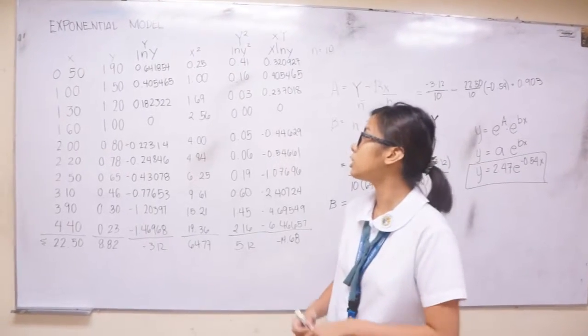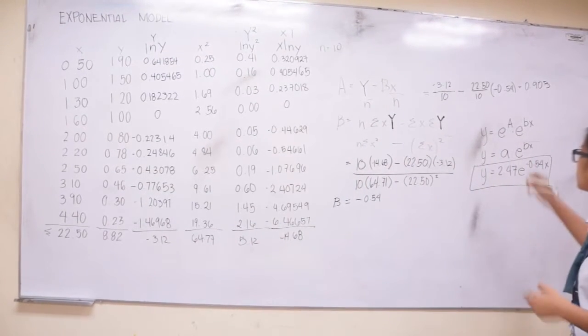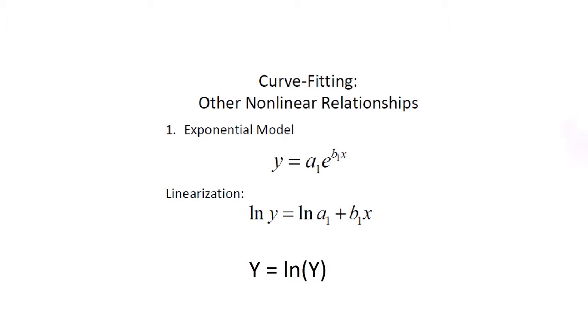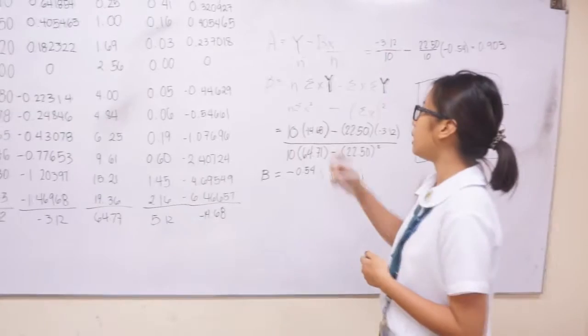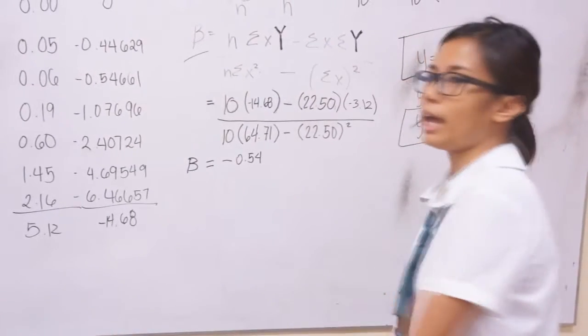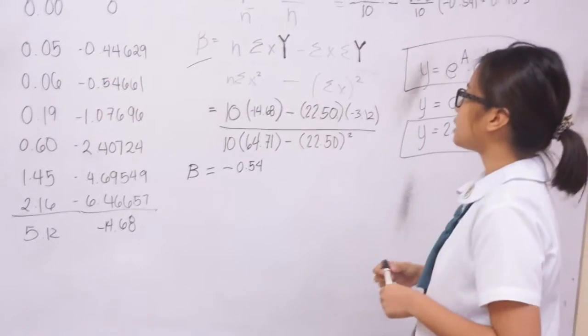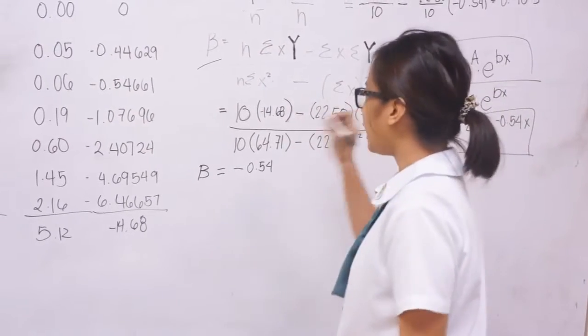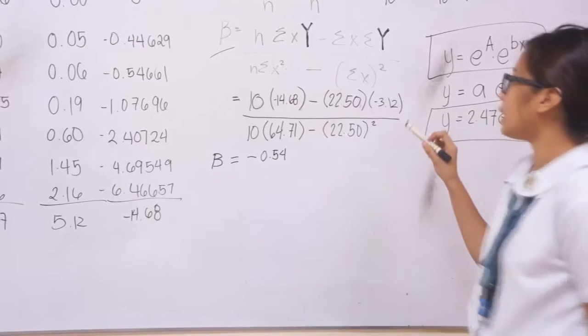After solving for the linear regression, we now proceed to other non-linear relationships. The first one is the exponential model. We have to use this formula: Y is equal to e raised to a times e raised to bx. By using this formula, we need to find the value of b, which is equal to n times summation of x capital Y, which is ln y, minus summation of x times summation of capital Y, over n times summation of x squared minus quantity summation of x squared.